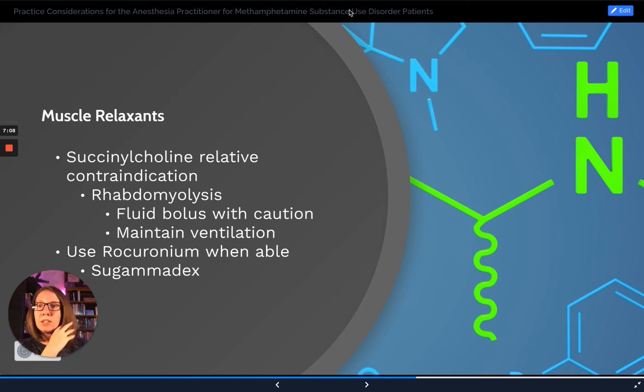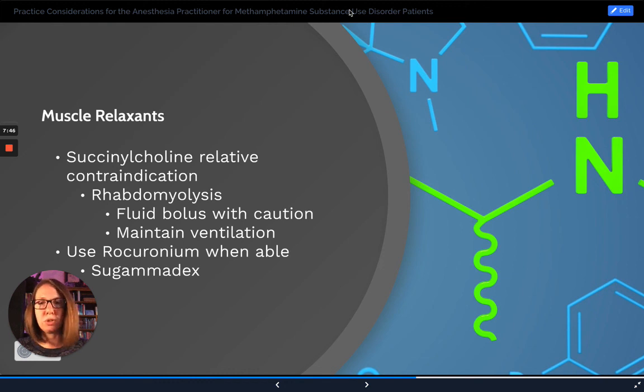Succinylcholine is a relative contraindication because of rhabdo. They're not entirely sure what causes the increased likelihood of rhabdo from methamphetamine substance use disorder patients, but they are finding there is an increase. There's a few kind of schools of thought on this. One is that there might be some skeletal muscle involvement. The second is that somebody who's using methamphetamines isn't taking oral intake like they should. The third is vasoconstriction.